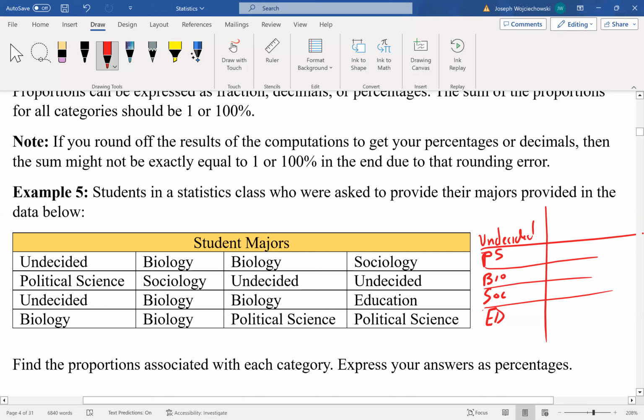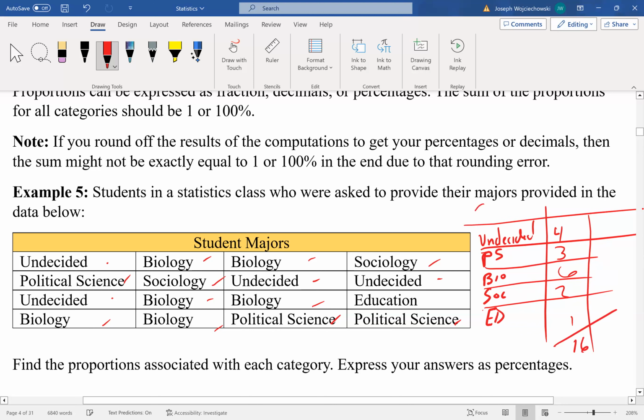And let's see, undecided was 1, 2, 3, 4. Political science was 1, 2, 3. Biology 1, 2, 3, 4, 5, 6. Sociology 1, 2. And education was 1. 4 plus 3 is 7, 13, 15, 16. So we have a total here of 16.